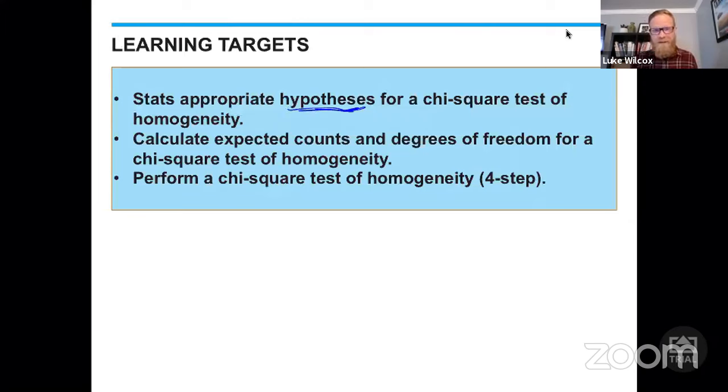The second one is to calculate expected counts and degrees of freedom. And this is going to look different than it did yesterday with the chi-squared goodness of fit. And then, of course, by the end of it, we need to be able to do a full 4-step significance test here. So we will definitely check back in on these learning targets at the end of the lesson today.